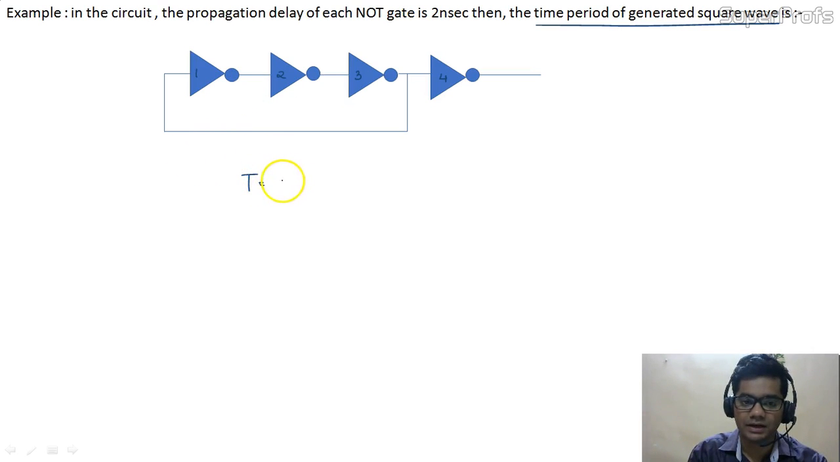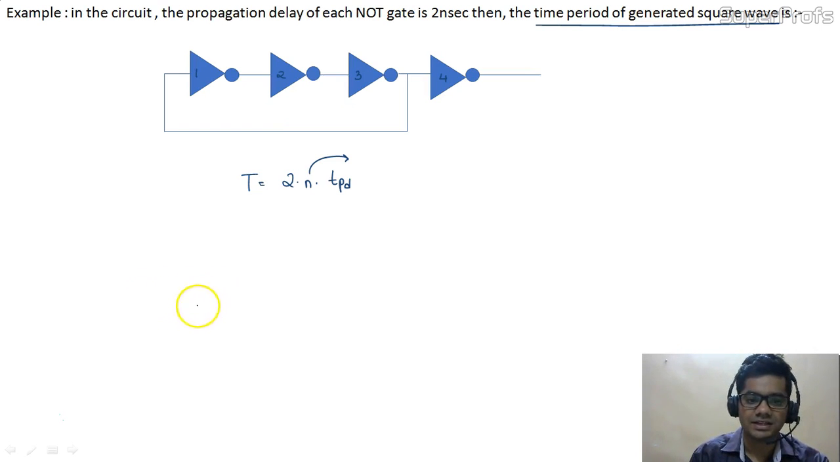We know the formula T is equal to 2 into N into TPD. So we just have to know what should be the N. If we are able to understand what should be the N, we are going to calculate its time period also. So the main point we should understand is how to know the value of N, or the number of NOT gates through which we are generating the clock pulse.